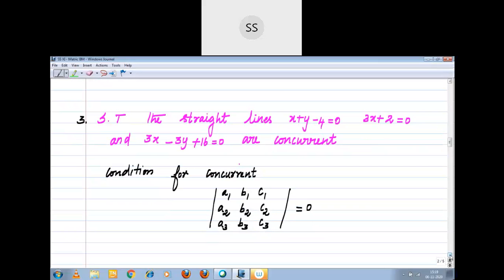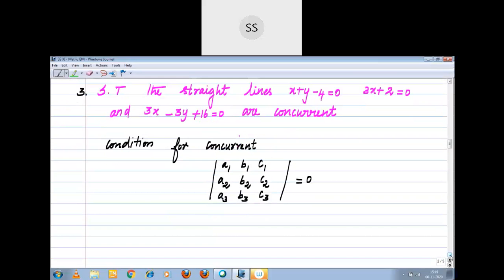Got it, children? Now, the given equations are there. From there, you are going to collect what is A1, B1, C1, A2, B2, C2. Right? Now, determinant, coefficient of x in the first line, A1, that is 1. Coefficient of y in the first line is your B1.